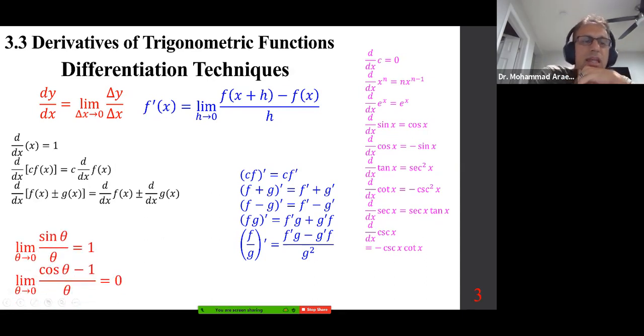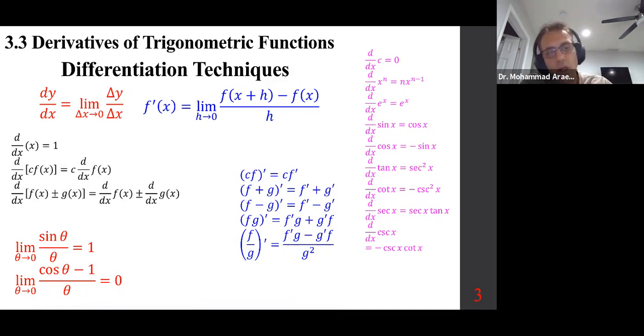And here are the limits that will help us see the proof. So we're going to spend a couple of minutes proving those. Limit of sine theta over theta as theta approaches 0 equals 1. Limit of cosine theta minus 1 over theta as theta approaches 0 equals 0. So let's see how the proof works, and we take it from there.